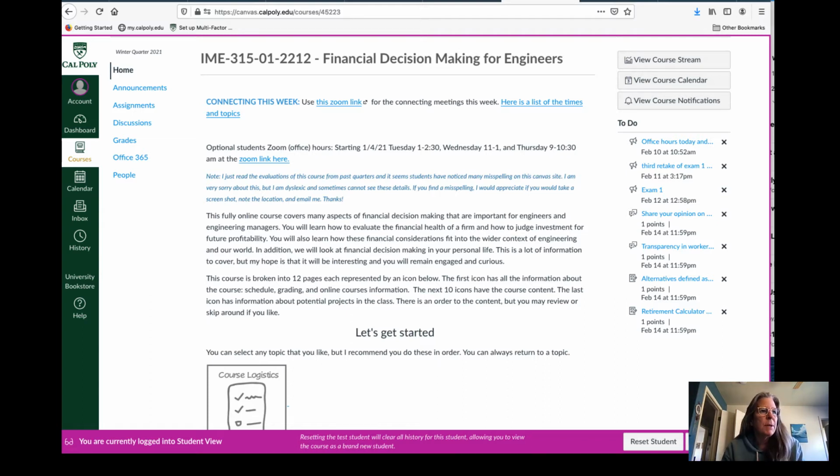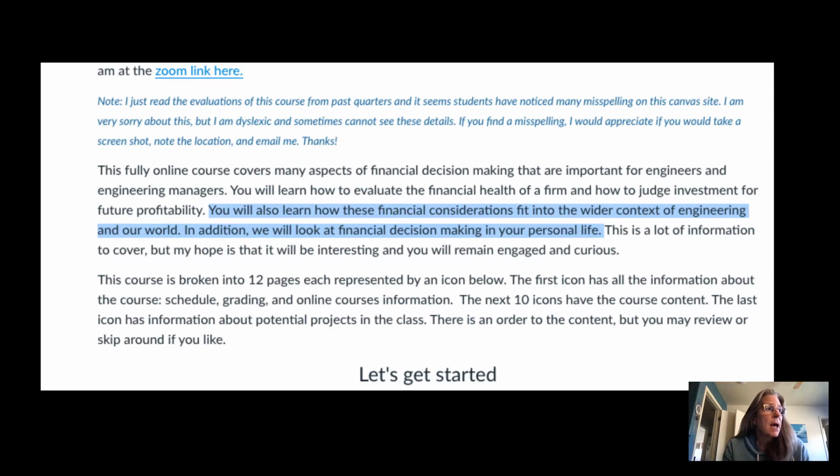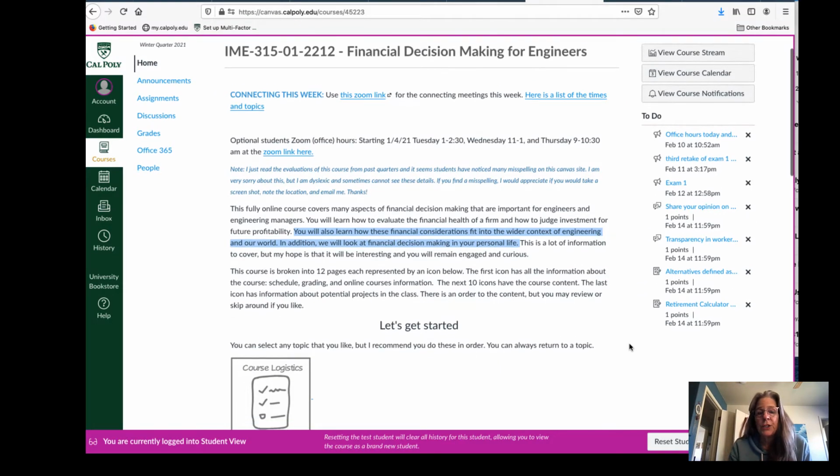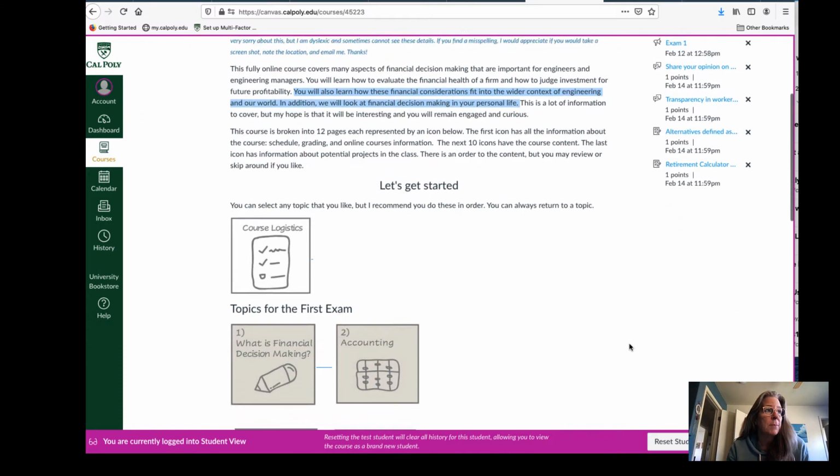So this is a picture of my Canvas page, and I think the first thing I do is talk about this. You'll also learn about how financial considerations fit into the wider concept of engineering in our world. So I initially just say that's an important learning objective.